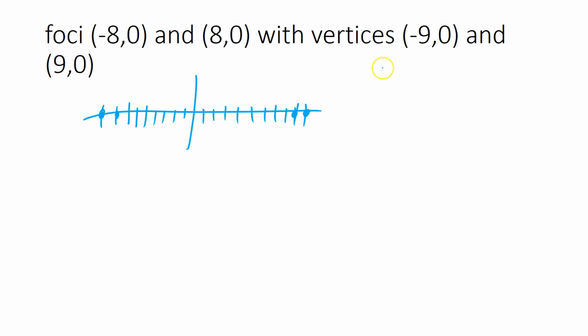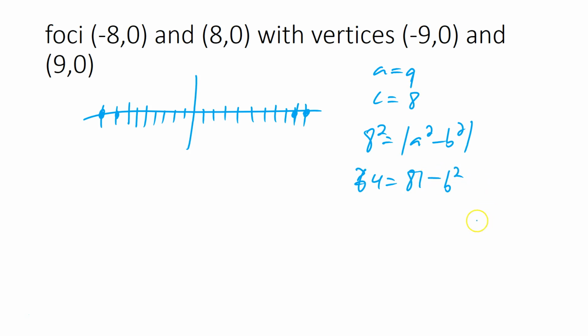So right now we know that a is 9, right? Because we go left 9 and right 9 to get out to those vertices. We also know that c is 8. So we're going to use our formula. 8 squared is going to be a squared minus b squared. In this case, the a is bigger. So that's going to be 8 squared, which is 64, is equal to 81 minus b squared. So if we add b squared, subtract 64, it looks like b squared is 17.